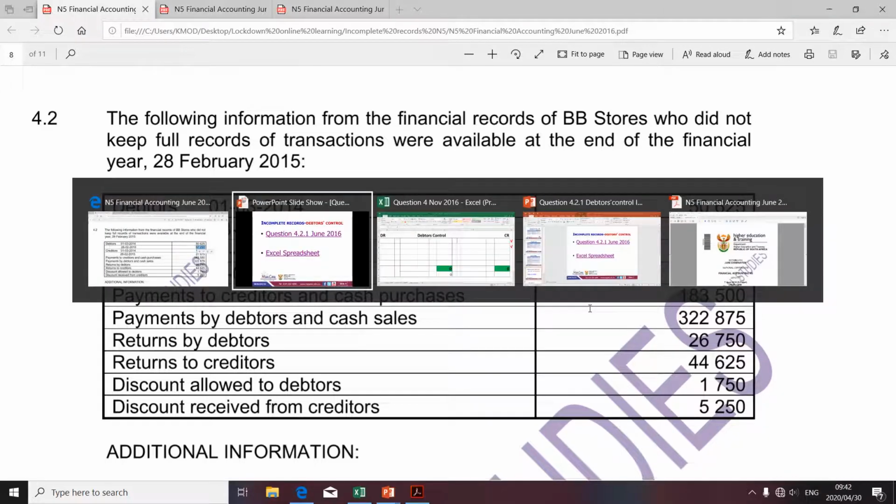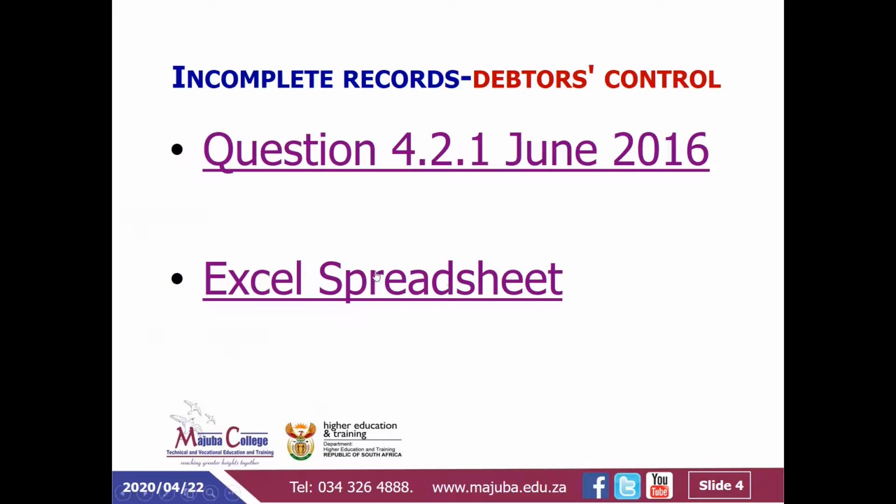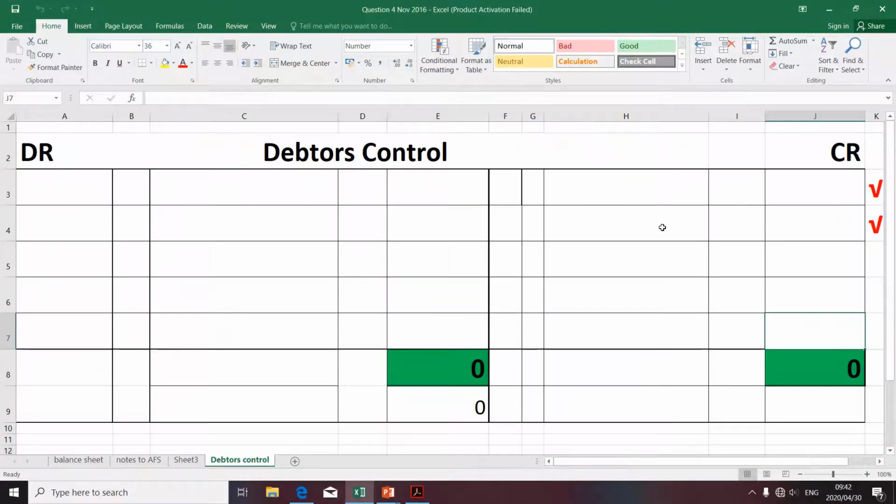Let's quickly go to the Excel spreadsheet. There you go. That's the Excel spreadsheet that we're going to use. It's a debtors control account in the form of a T account. Remember, debtors is an asset. An asset, as you know, increases on the debit side and decreases on the credit side. And the T account has a debit side and a credit side.